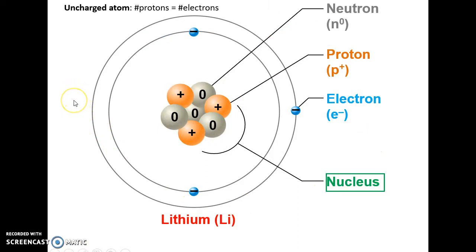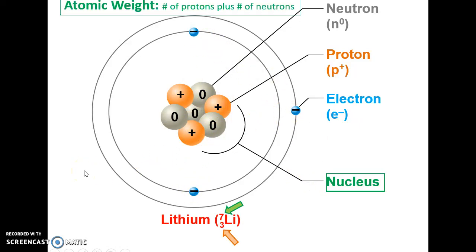So an atom is uncharged because the number of protons, 1, 2, 3, equals the number of electrons, 1, 2, 3 in the case of lithium. Atomic weight is the number of protons plus the number of neutrons. Because electrons are so small, we don't worry about them. So this atom of lithium's atomic weight is 7, and its atomic number is 3.